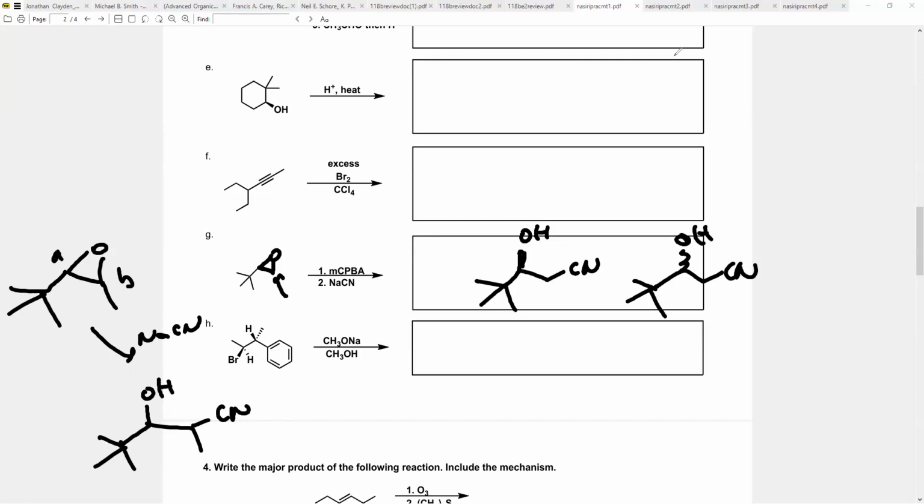Now, again, OH and CN, because we went through a triangle, should be anti to each other. So I could have an OH that's wedge and a CN that's dash, or, right, OH that's dash, CN that's wedge. So in this case, that's a possibility. Okay, cool. Pretty cool reaction if you ask me, right? All right.